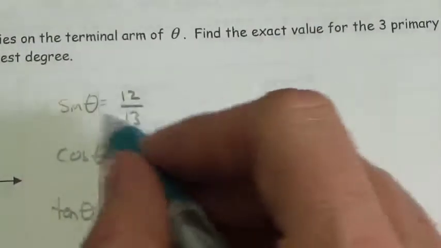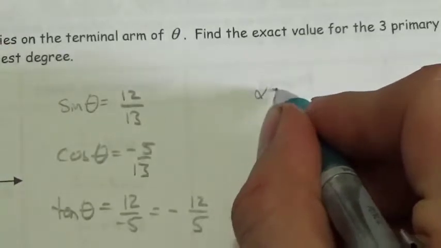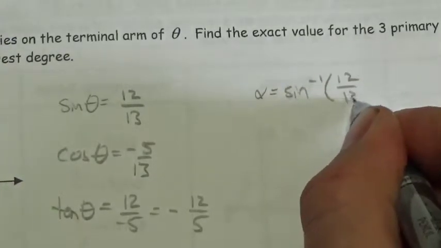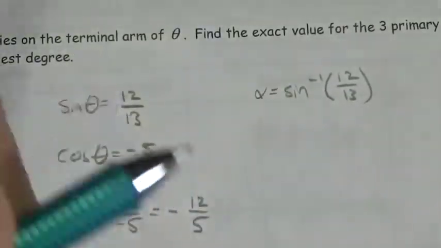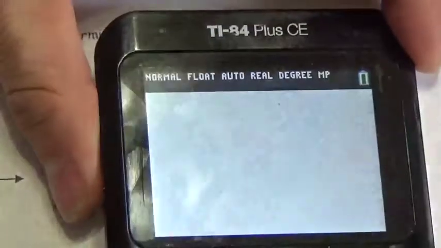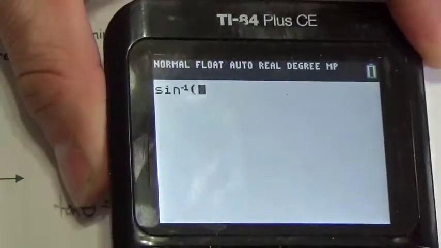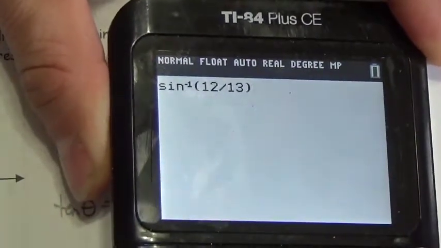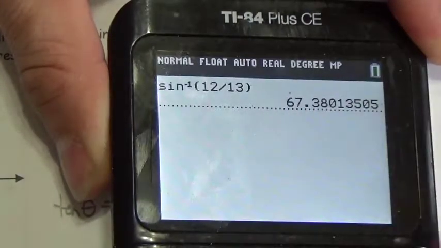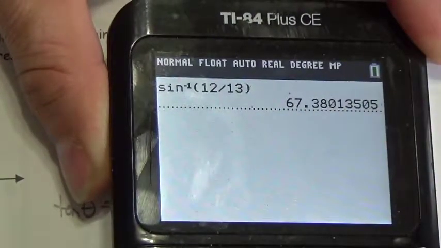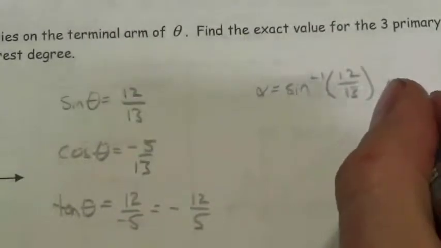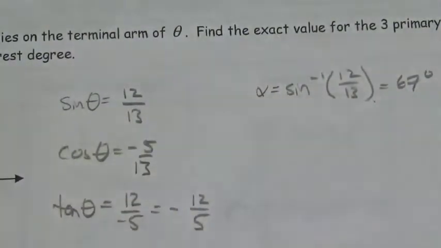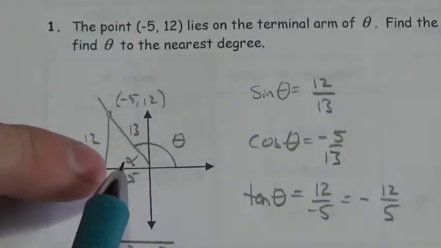Now, if I choose sine, my alpha here will be the inverse sine of 12 over 13. Okay, so we'll go to my calculator. Second sine, 12 divided by 13. And when I press enter, and I'm going to round that again to the nearest degree here, it's going to be 67 degrees. Now, that is the angle inside the triangle.